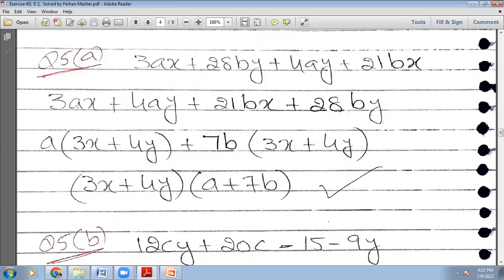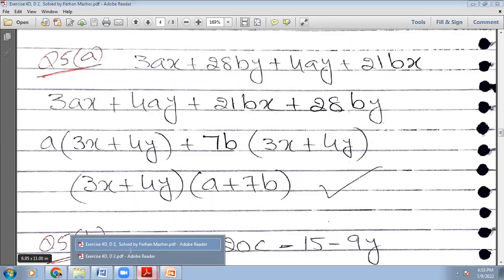Now I can see a is common from here. So you're left with 3x plus 4y in this bracket. From these two terms, 7 is common and b is common. So in the bracket, you will have 3x plus 4y. From this term and this term, you can see this bracket 3x plus 4y is common. So take that bracket common. From here, you are left with the a. From here, you are left with the 7b. So here at the start, we have to rearrange the expression. So this is how this is done. Question number 5, its a part.